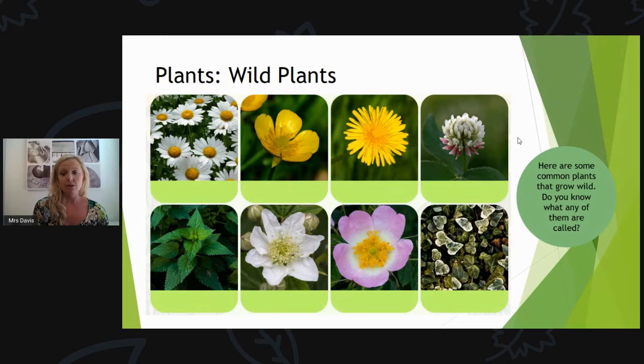Right, so here are some common plants that grow in the wild. So you might well have seen them in places like parks or maybe on the roundabouts. Sometimes the council grows some wild flowers there. So do you know what any of them are called? I want you to have a real good look at them. Are there any that you're like, oh yeah, I remember that, or I've recognized that? You might recognize it, you might not be sure of the name of it. Should we have a look?